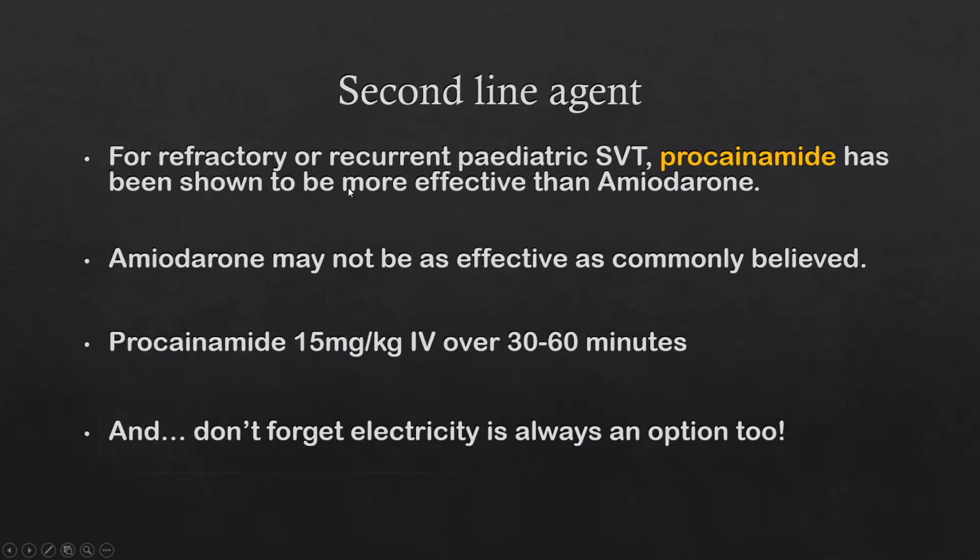Second-line agent for refractory or recurrent pediatric SVT: procainamide is a newer option that has been shown to be more effective than amiodarone. Amiodarone may not be as effective as commonly believed, and procainamide is given at 15 milligrams per kilo IV over 30 to 60 minutes. But don't forget, synchronized cardioversion, or electricity, is always an option too.